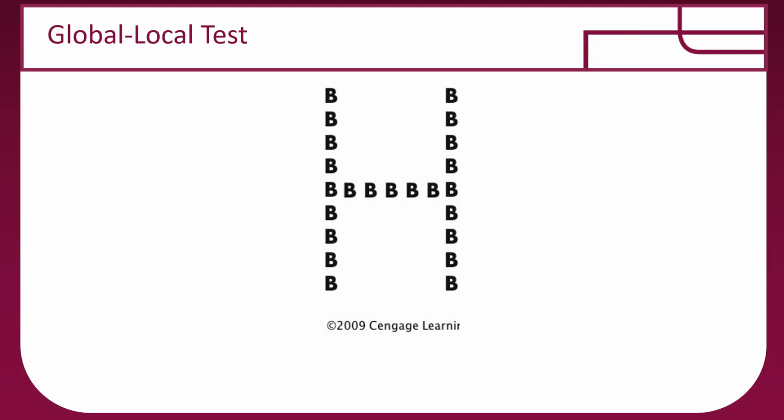The global local test, now this is scientific, and I use this in my research all the time to look at individuals who have had brain damage in the right or left hemisphere. And so this is called the global local test. And as you can see here, this is an H made up of a bunch of little B's. And so if I asked a person to look at this picture, take it away, and then have them draw it, a person without any type of brain damage would draw something pretty similar to this.